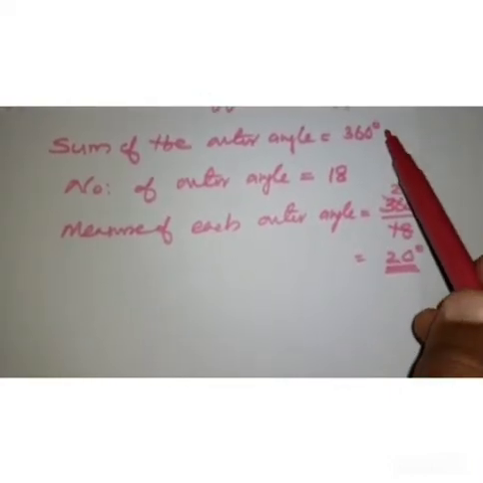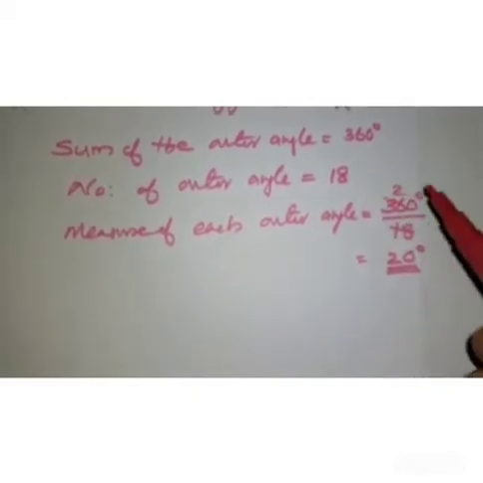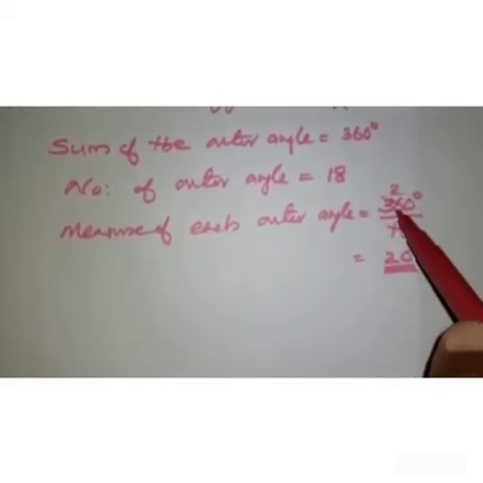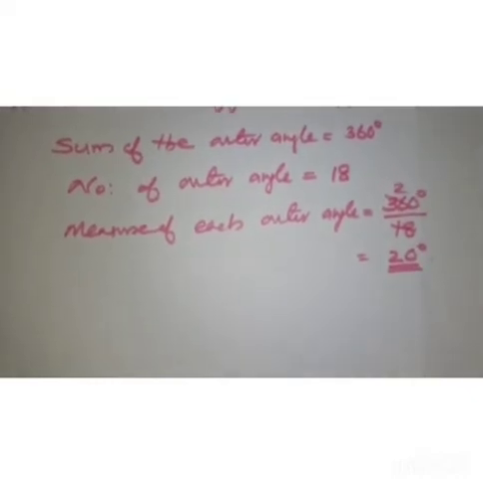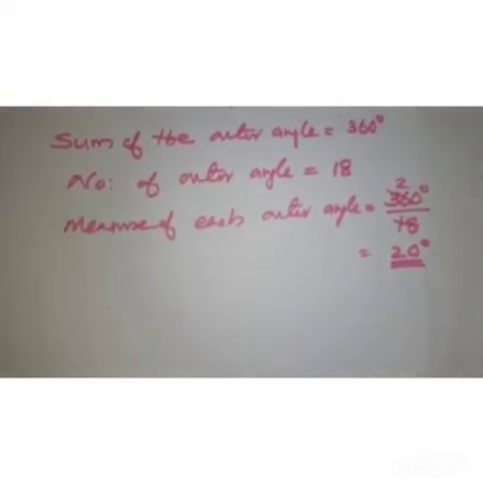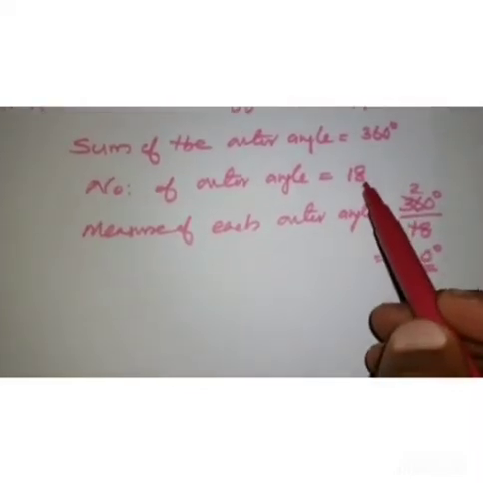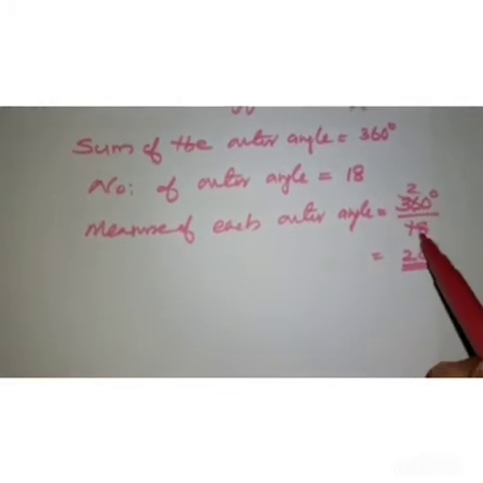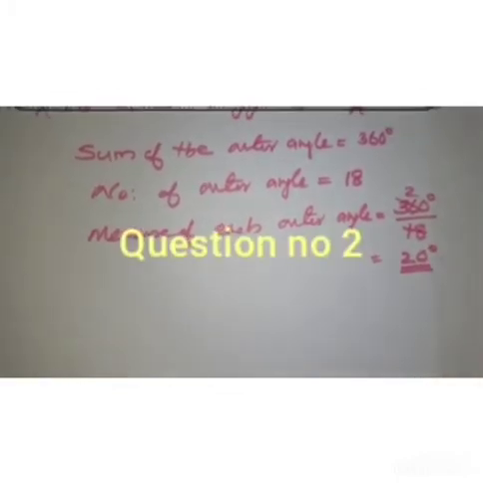So the sum of angles is 360, and an 18-sided polygon means n is equal to 18. So the total sum divided by the number of sides gives each angle as 20 degrees. If there are 18 sides, there should be 18 outer angles. So the sum of angles divided by the number of outer angles is 20 degrees.